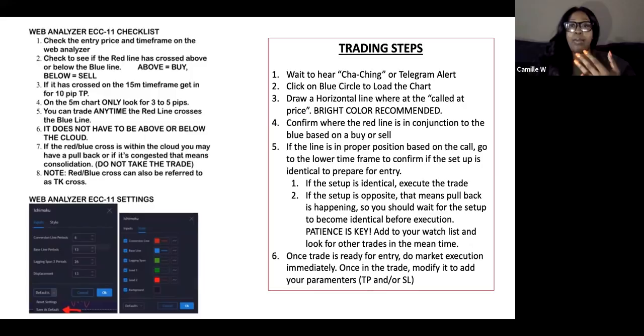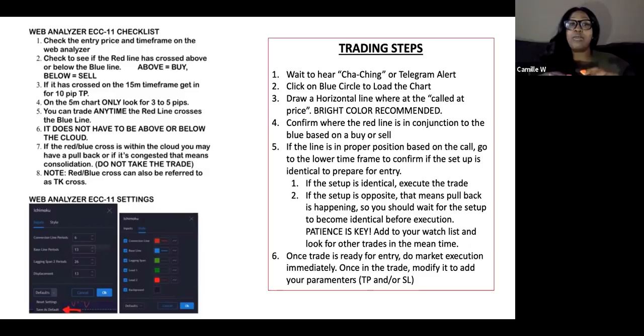So let's talk about my trading steps. As soon as I hear the cha-ching, or I get the Telegram alert if I'm out and about, I click on the blue circle in order to load the chart. Once I've loaded the chart, I draw a horizontal line where the call price is. I recommend a bright color. I use yellow.